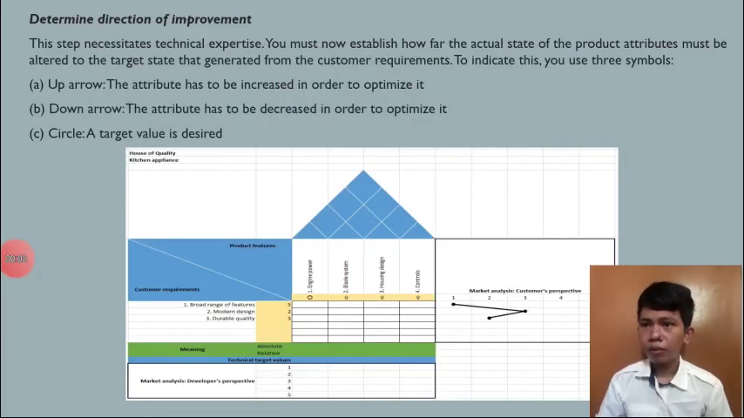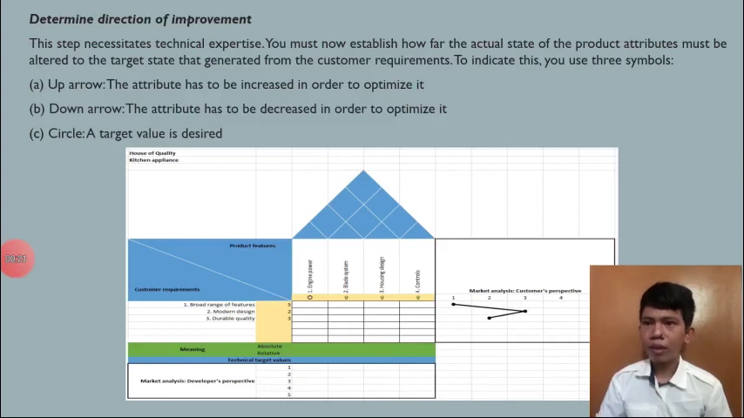So the fifth step is to determine direction of the improvement. This step necessitates technical expertise. You must now establish how far the actual state of the product attributes must be altered to reach the target state that is generated from the customer's requirements. To indicate this, you use three symbols.